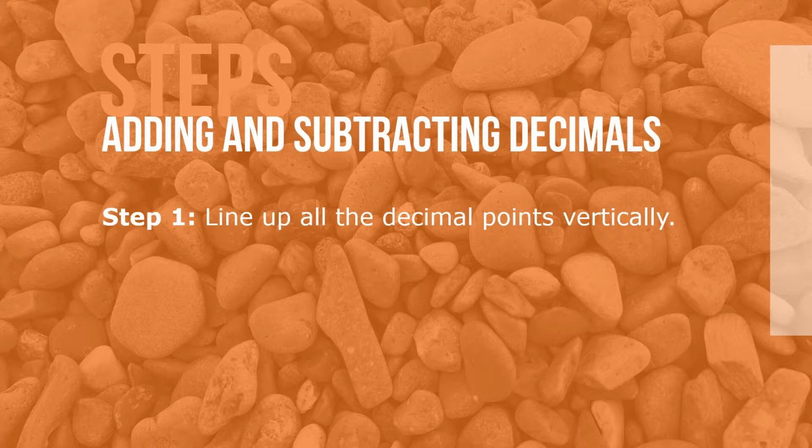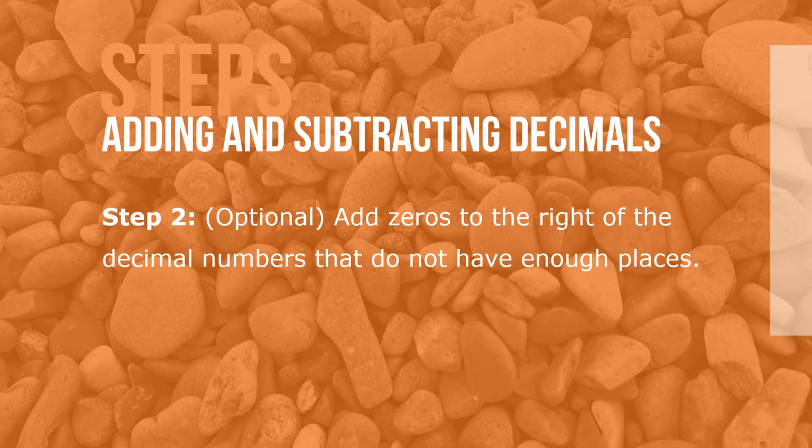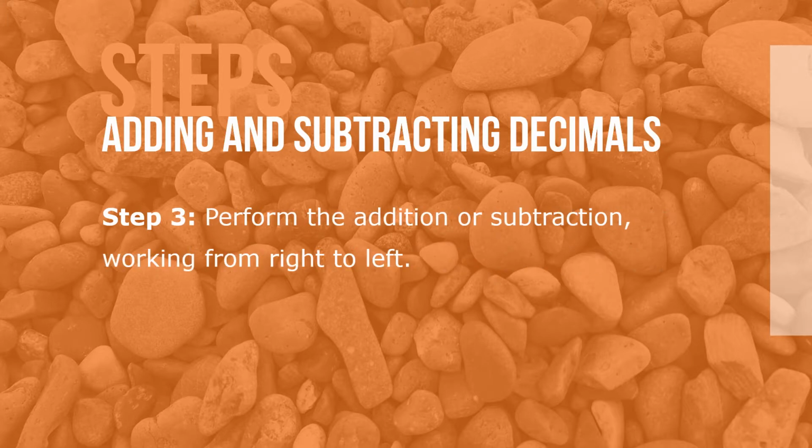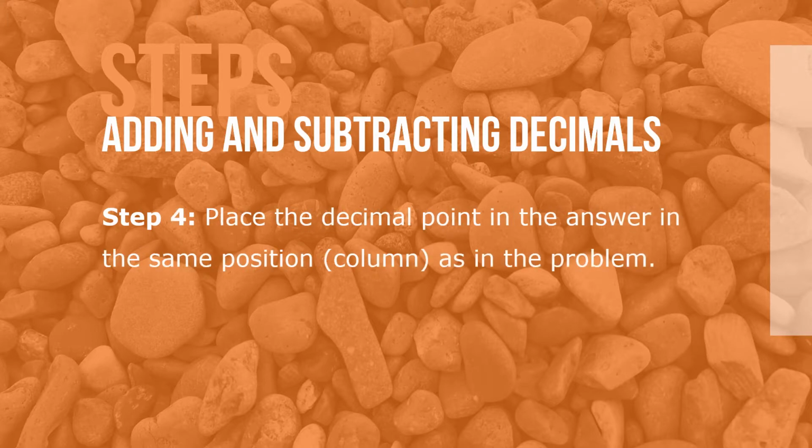Step 1. Line up all the decimal points vertically. Step 2, which is optional, add zeros to the right of the decimal numbers that do not have enough places. Step 3. Perform the addition or subtraction working from right to left. Step 4. Place the decimal point in the answer in the same position, the same column, as in the problem.